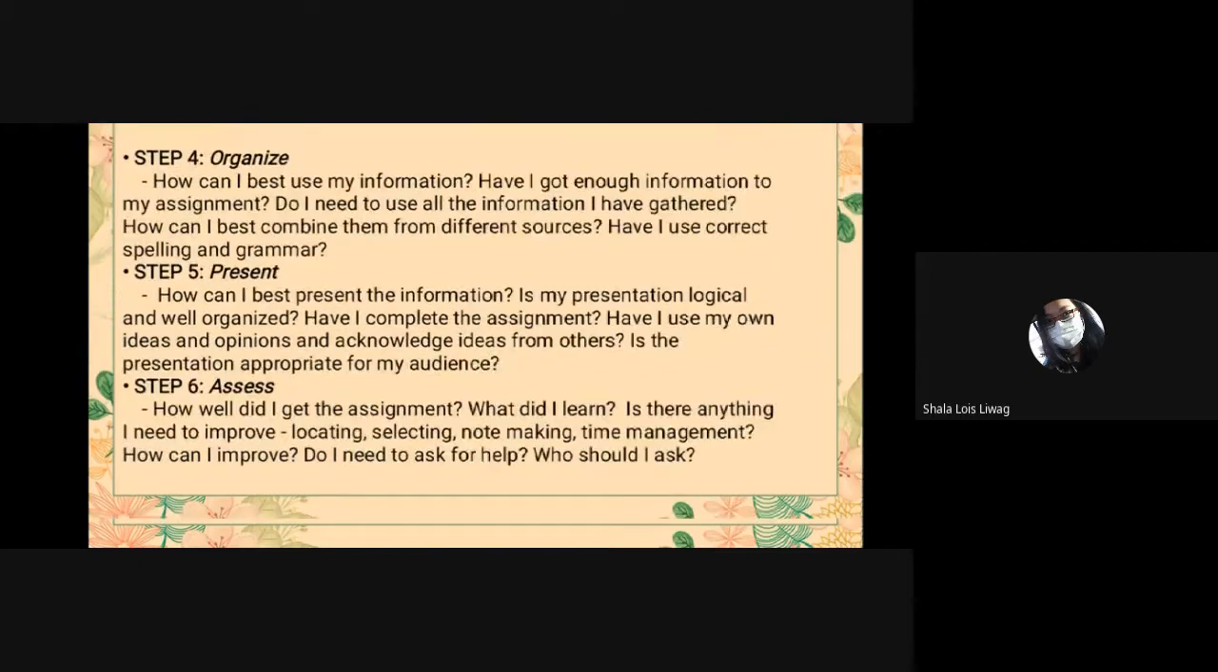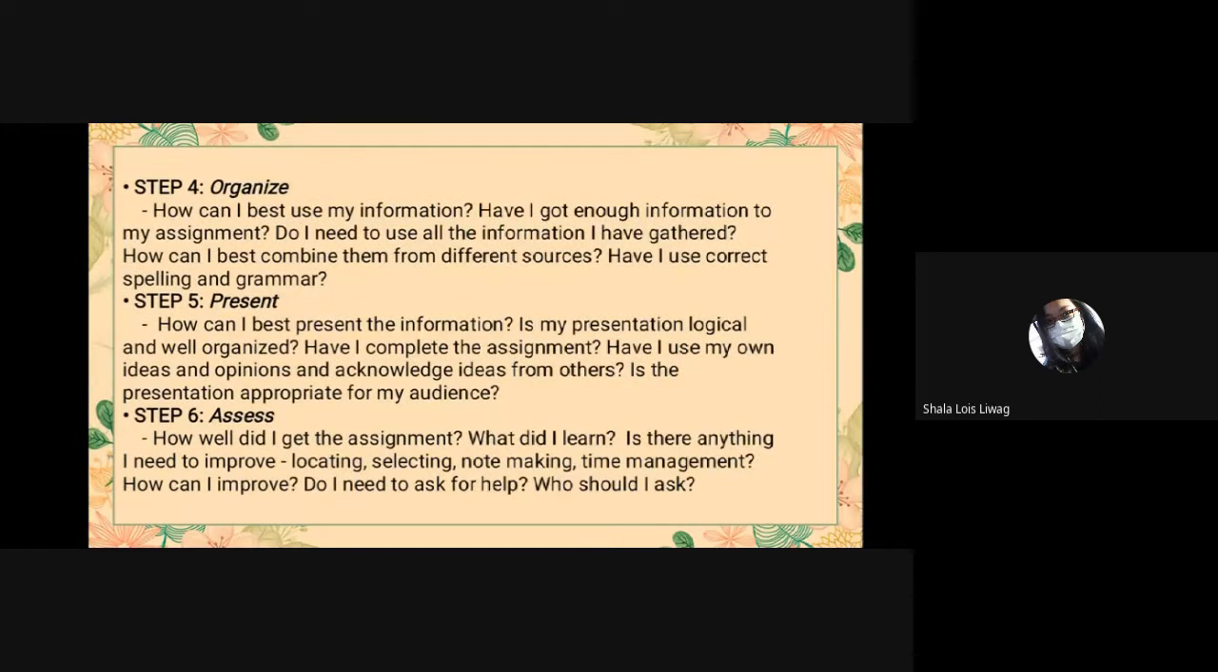Next is step 4, organize. So how can I best use my information? Have I got enough information for my assignment? Do I need to use all the information I have gathered? How can I best combine them from different sources? Have I used correct spelling and grammar? So here, you are now going to arrange your information gathered to make it simple and accurate for your audience.